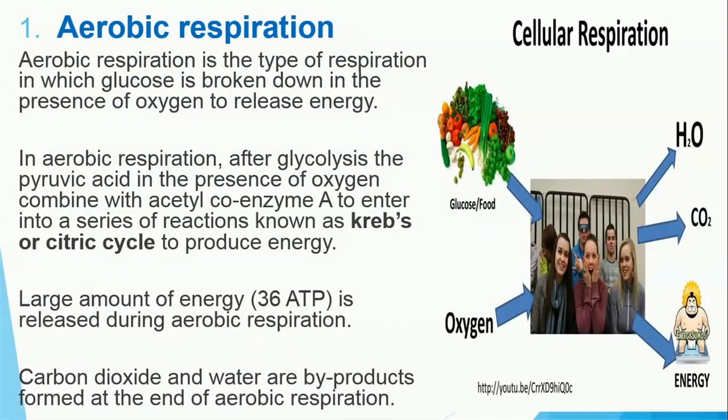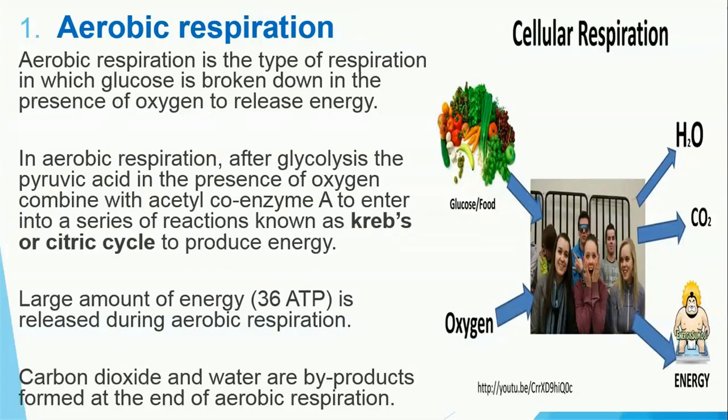So let's discuss these types of respiration one after the other, and we're going to be starting with aerobic respiration. Now, aerobic respiration is the type of respiration in which glucose is broken down in the presence of oxygen to release energy. Our major focus here is in the presence of oxygen. Now, in aerobic respiration, after glycolysis, the pyruvic acid in the presence of oxygen will combine with what we call acetyl coenzyme A to enter into a series of reactions known as the Krebs cycle or the citric acid cycle, and at the end, the energy we are talking about is produced.